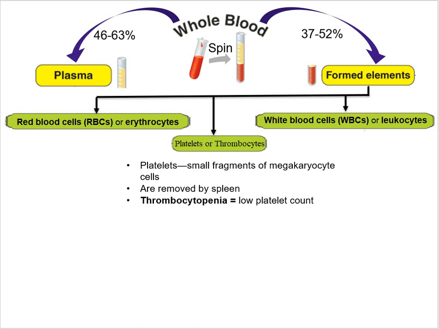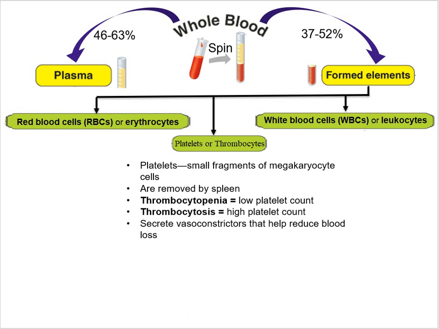Thrombocytopenia is basically low platelet count, or you could have high platelet counts. So it could be either low or high. Platelets basically secrete vasoconstrictors. What does it mean? It means they constrict the blood vessels to reduce blood loss.